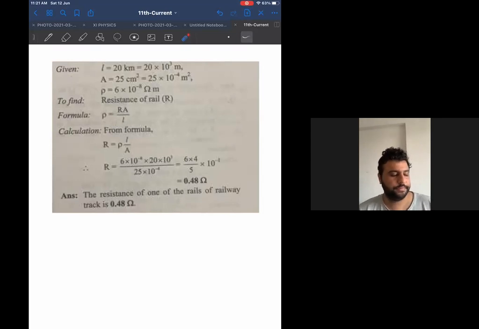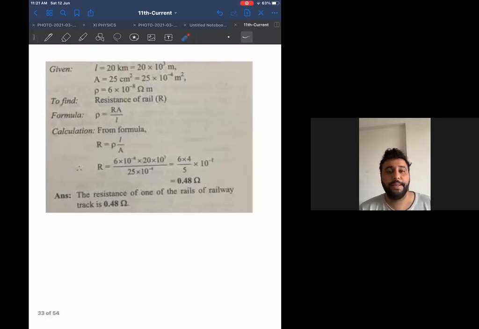Okay. Temperature in this question was extra, correct, Anish? It was not used. It was a dummy value.